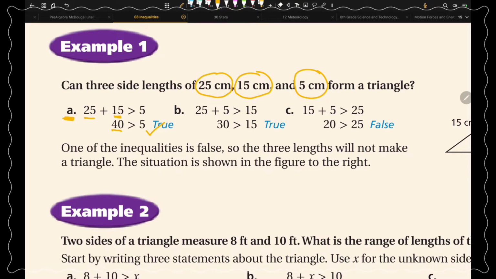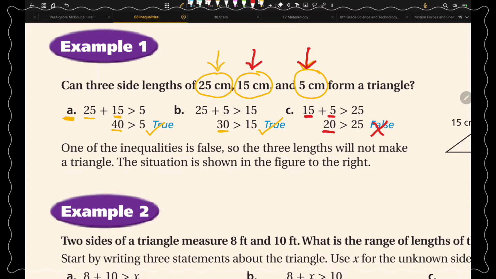We're going to check a second scenario. So now we're going to check 25 and 5. Add those together and see if it's bigger than 15. So 25 plus 5 is 30. 30 is bigger than 15, so that one checks out. Now we have to check the last scenario. We're going to check if 15 plus 5 turns out to be bigger than 25. 15 plus 5 is 20, and 20 is not bigger than 25.